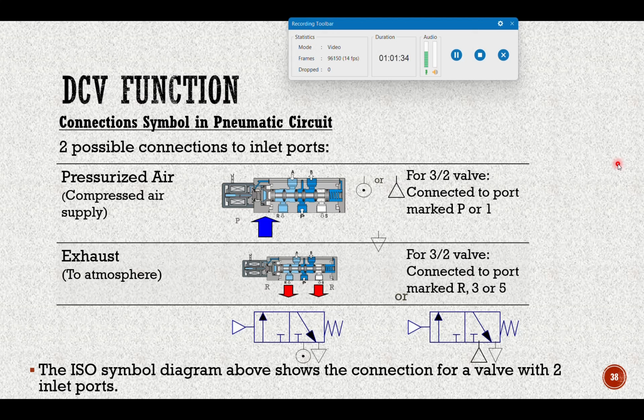There are 2 possible connections to the inlet port. One is pressurized air, the other is exhaust. You need to see what kind of application you want, in which state you want the air coming out, and in which state you want the pressurized air coming into the cylinder. So you need to fix it accordingly. So this is some guideline.